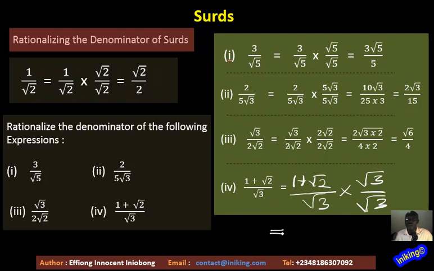Now if we simplify this out quickly, root 3 times 1, you will agree, is root 3. Root 3 times root 2 will give us root 6. And in the denominator, root 3 times root 3 will give us 3. So simple, so straightforward. So that's it for the 4 expressions that we were to rationalize. Simply take the denominator, which is the irrational number, and multiply both the numerator and the denominator by that denominator. And then you'll be done.